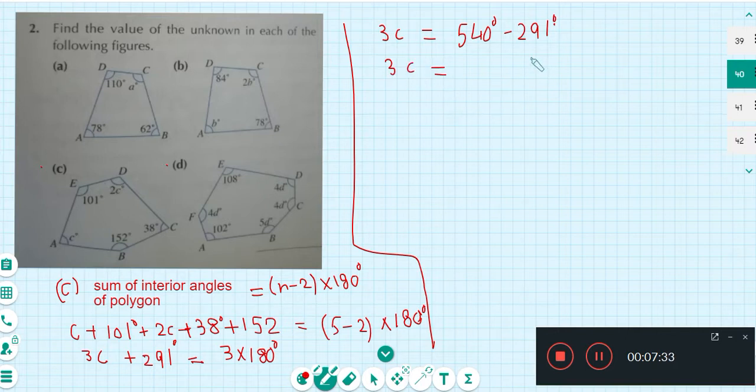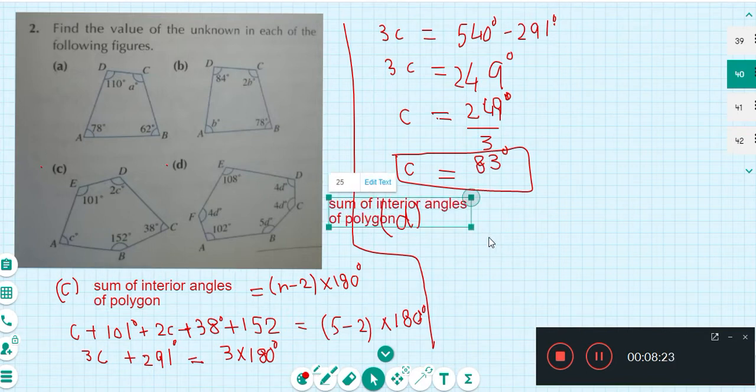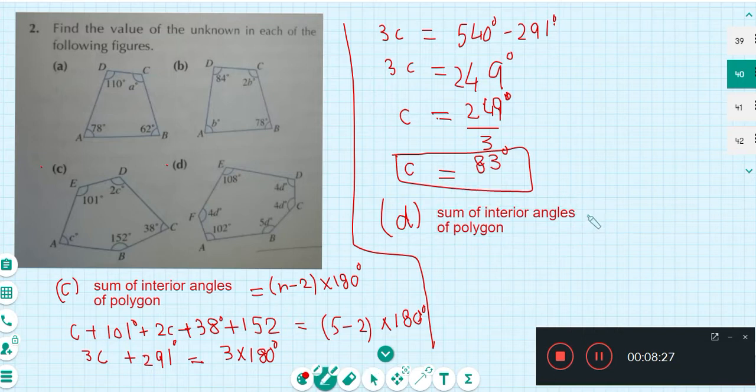Similarly, in part D, the sum of interior angles of polygons is equal to n minus 2 into 180 degrees. Okay, adding all of these angles, the first one is 4D, then 108, then 4D again, plus 4D, plus 5D, plus 102, and this will be equal to n minus 2. N is 1 2 3 4 5 6, so it is actually a 6-sided polygon. So 6 minus 2 into 180.